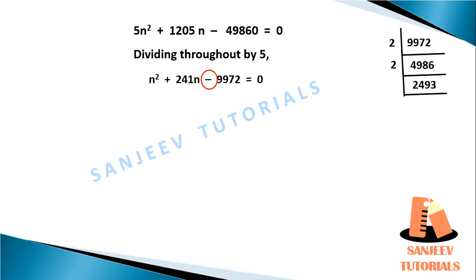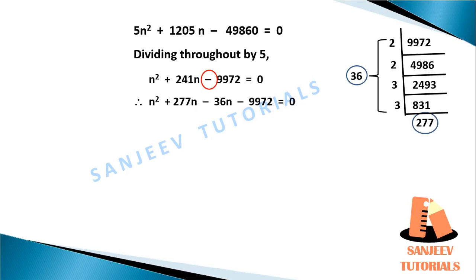Divisible by 2, I get this step. Divisible by 3, I get this. Again divisible by 3. Here you will note 277 and 36. When I subtract them, I get 241. So my factors are 277 and 36. So this quadratic equation can also be written as n square plus 277n minus 36n minus 9972 is equal to 0.